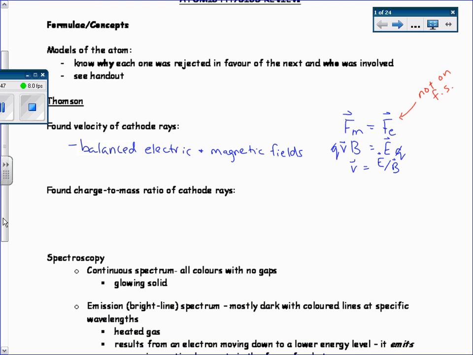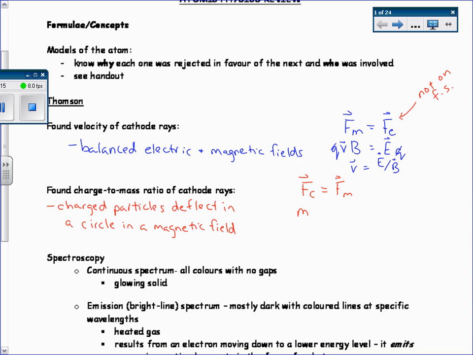So the charge to mass ratio of cathode rays, he found that by the fact that charged particles deflect in magnetic fields. They deflect in a circle in a magnetic field. So then what that leads to is Fc equals Fm. So mv squared over r equals qvB, or you can cancel out a velocity. So you have mv over r equals qB. And you can use that to solve for all kinds of things.